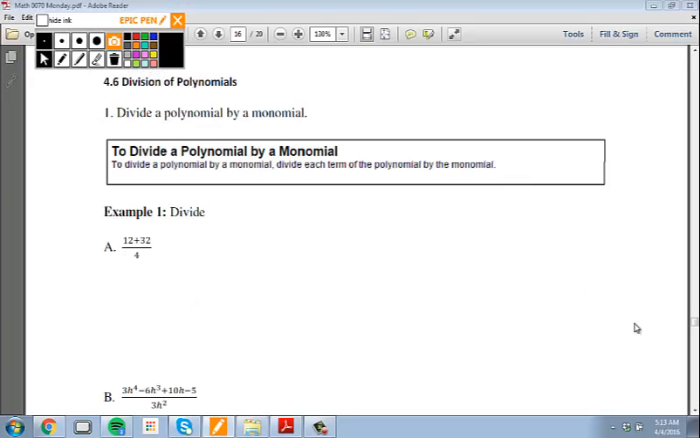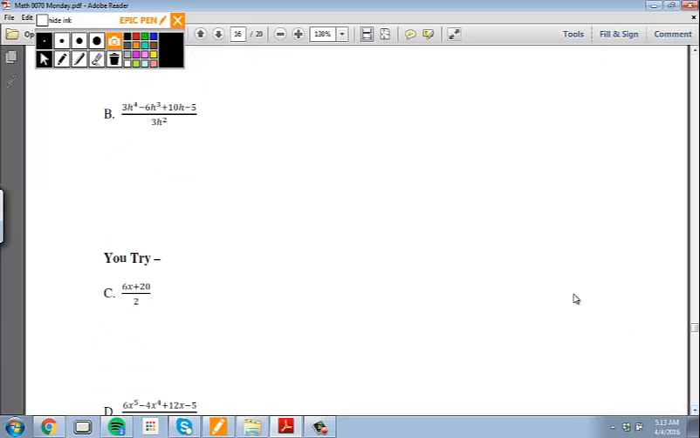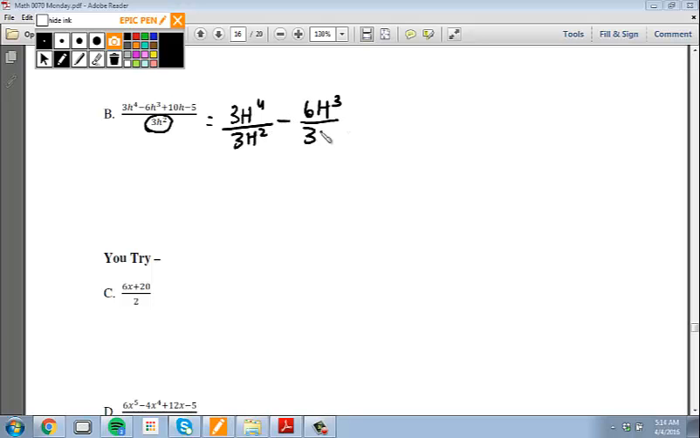Alright, so let's look at B. It's 3h to the 4th minus 6h to the 3rd plus 10h minus 5, all over 3h squared. This is a monomial again, so I'm going to divide each term individually by this monomial. This is actually kind of a lot of writing, but I hope that all of you are really enjoying this. Alright, so let's simplify each term as much as we can.